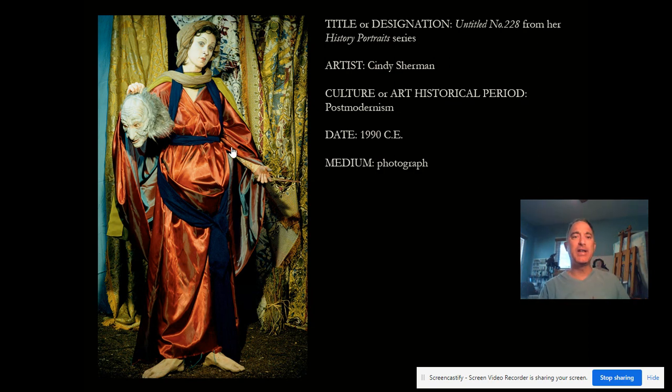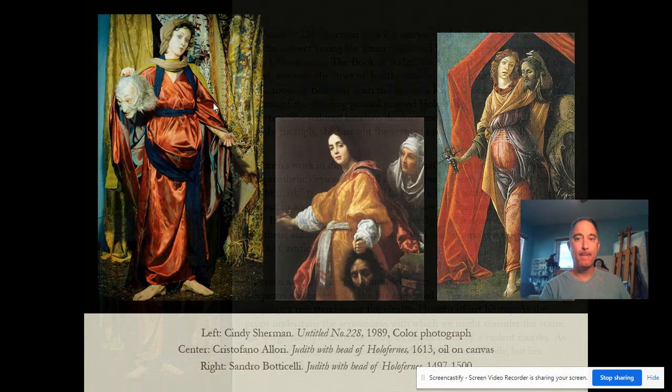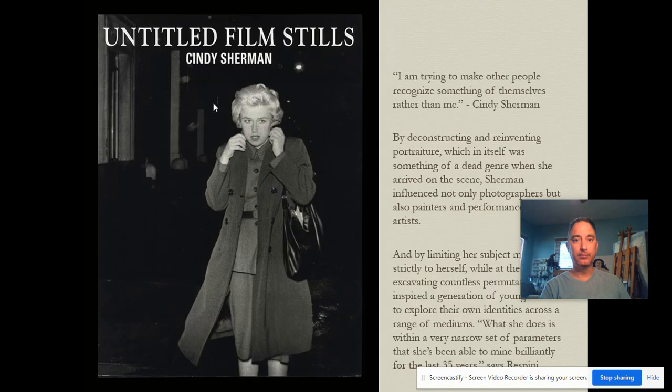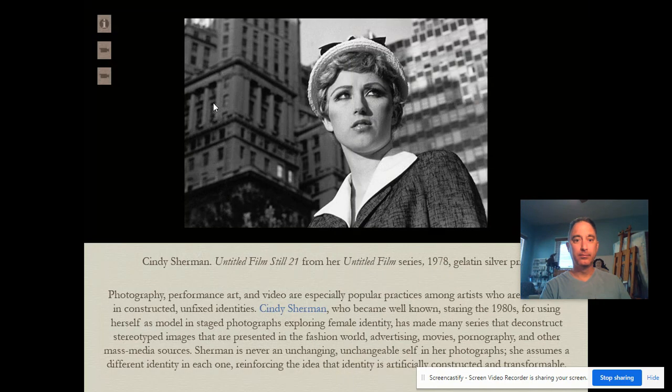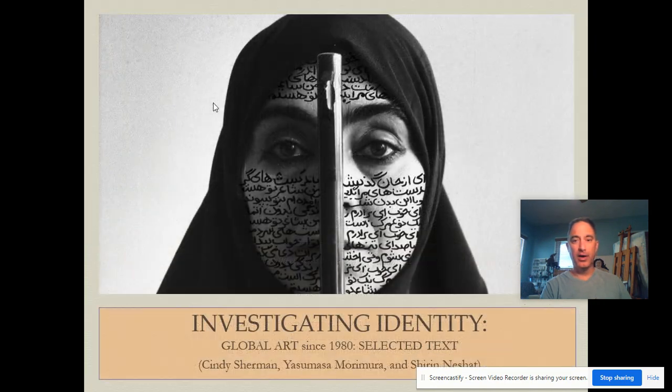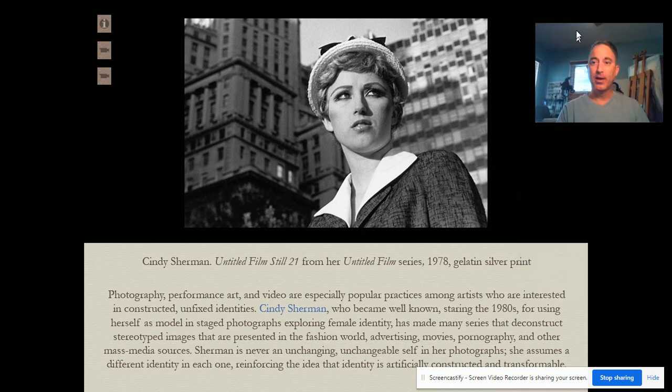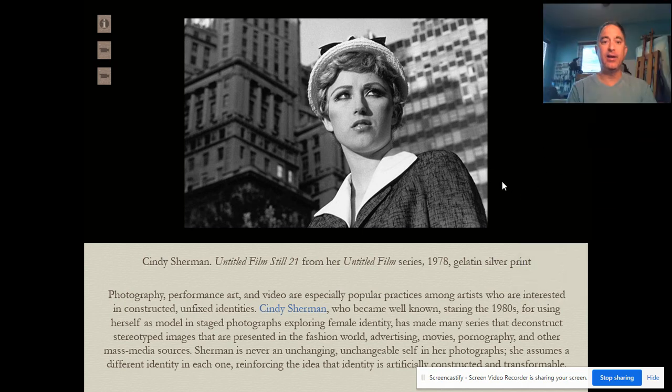Now, to understand how she got here, we need to look at her earlier works. So let's dive into that. Of course, we've already talked about this young woman right here, and her use of photography to create a sense of identity. Now, let's take a look at a fully Western approach with Cindy Sherman. And this is Untitled Film Still number 21 from her Untitled Film Still series.